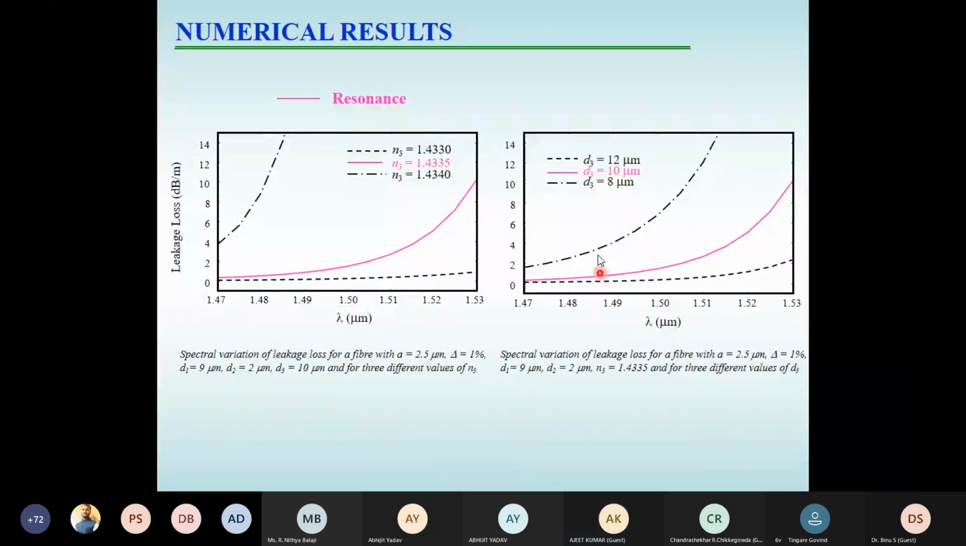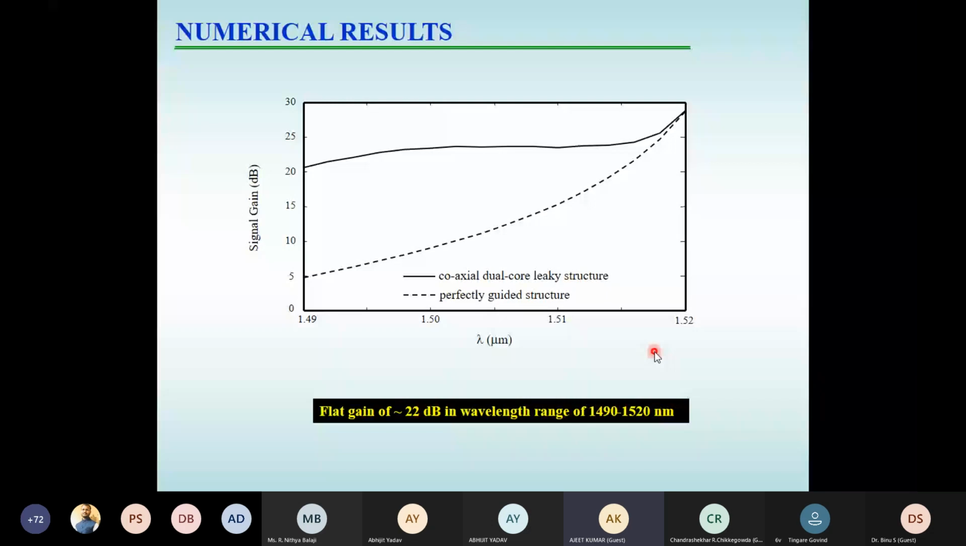In case of N3 and D3, this particular curve is matching with the slope of the gain profile. So if you use this structure, and you dope the fiber with the EDFA and make it an optical fiber, that particular fiber in S band is now going to give you almost flat gain. It is going to give you almost flat gain of 22 dB.